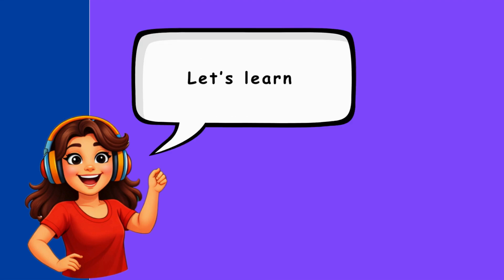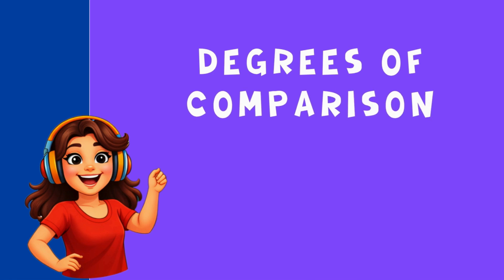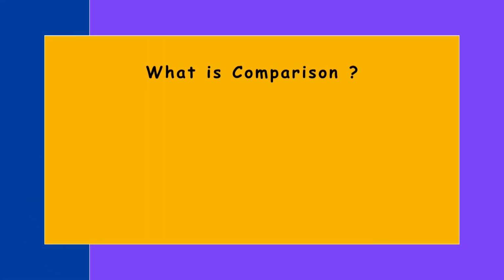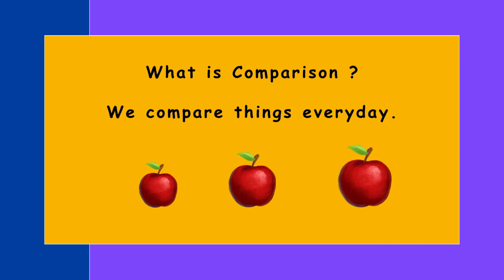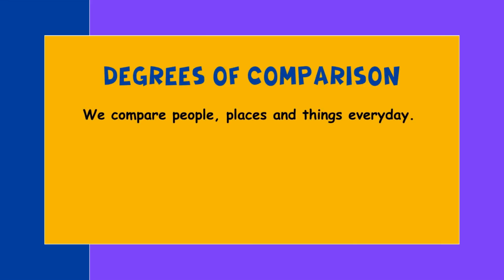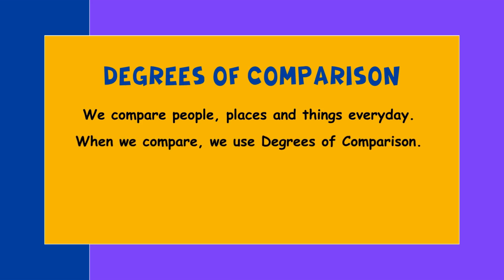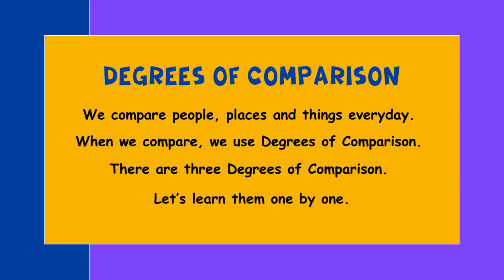Let's learn degrees of comparison. What is comparison? We compare things every day. This apple is big. This apple is bigger. This apple is biggest. We compare people, places and things every day. When we compare, we use degrees of comparison. There are 3 degrees of comparison. Let's learn them one by one.